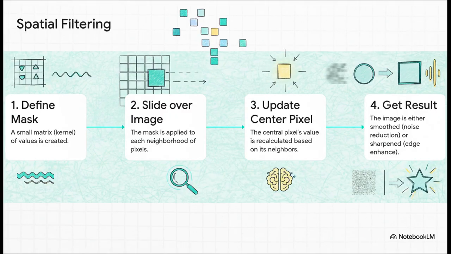And then there's filtering. The way this works is you take a tiny little grid, it's called a mask or a kernel, and you slide it all over the image, pixel by pixel. Depending on the numbers you put in that little grid, you can do some amazing things. You can average out the pixels to smooth away noise, that's a low-pass filter, or you can crank up the differences between pixels to make edges super sharp, that's a high-pass filter.